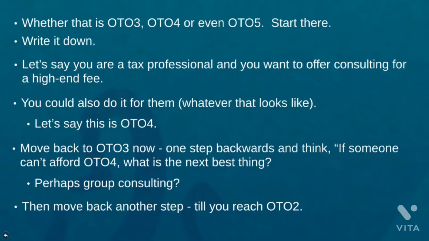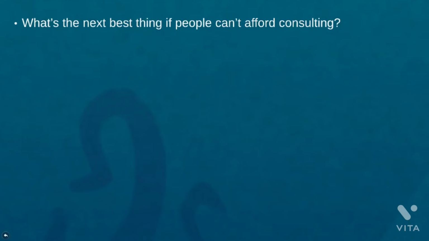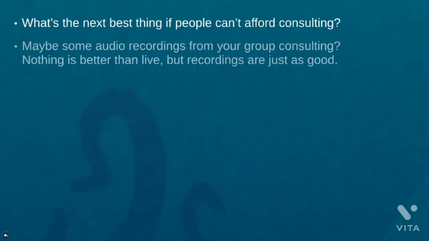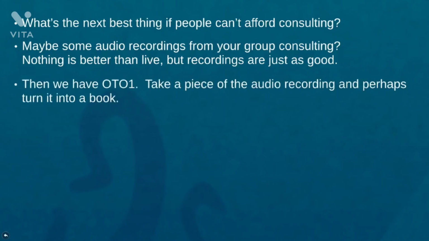What could be one-time offer number 2? Well, let's take a piece of that and move backwards. But you see, by taking a piece and piece and piece and moving backwards, what you're doing is creating a related, congruent one-time offer funnel. So what's the next best thing if people cannot afford group consulting? Well, maybe you take audio recordings from the group consulting. Obviously nothing is better than live group consulting, but having those audio recordings is just as good. So maybe that will be one-time offer number 2.